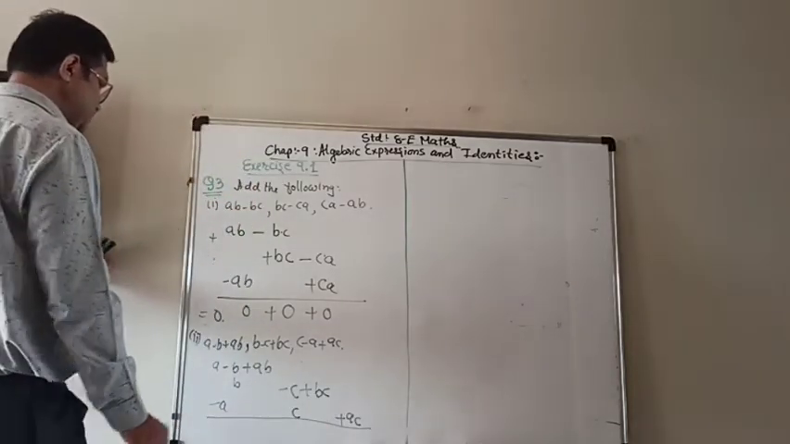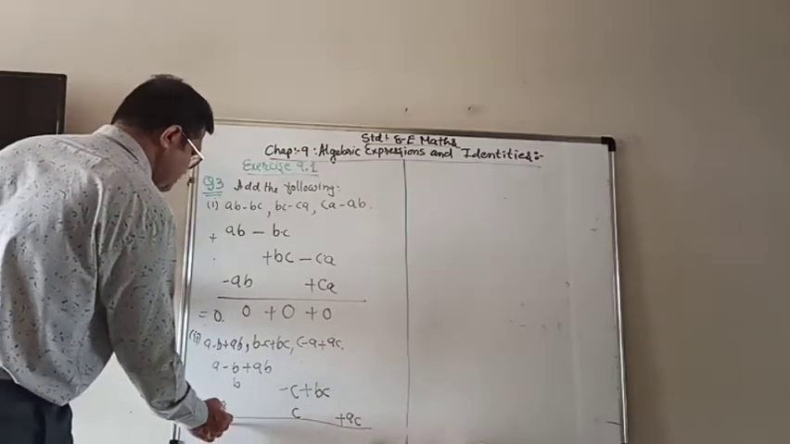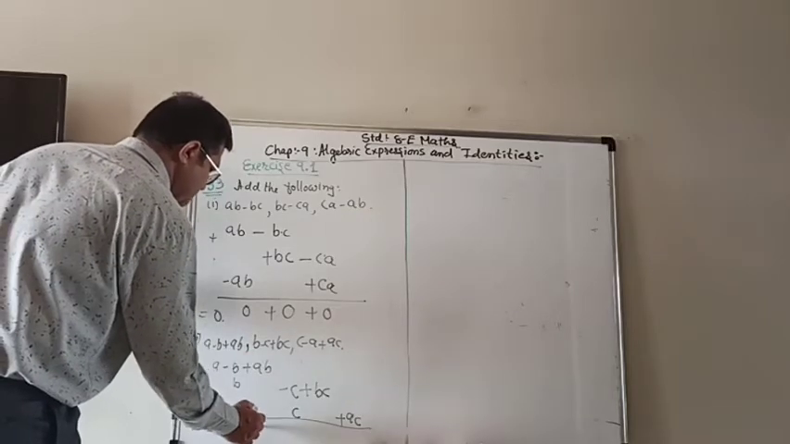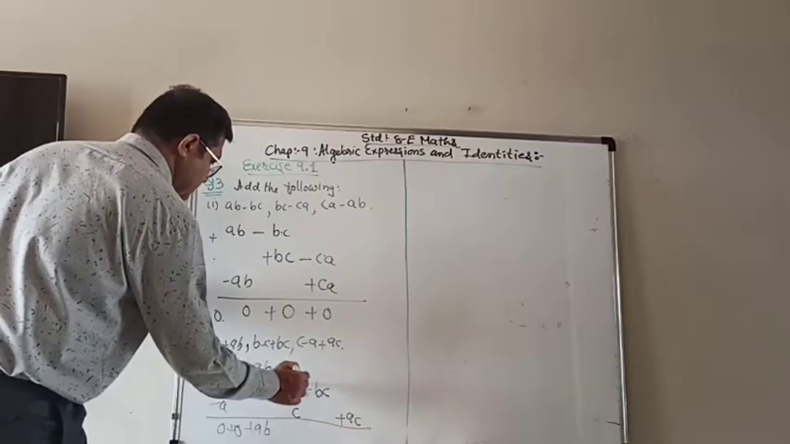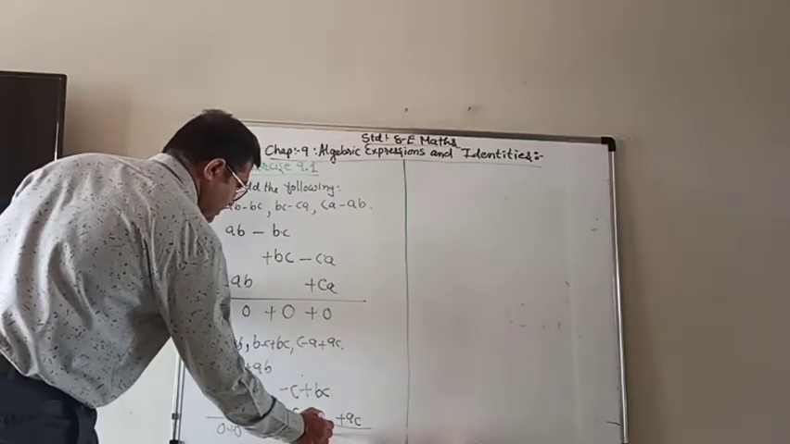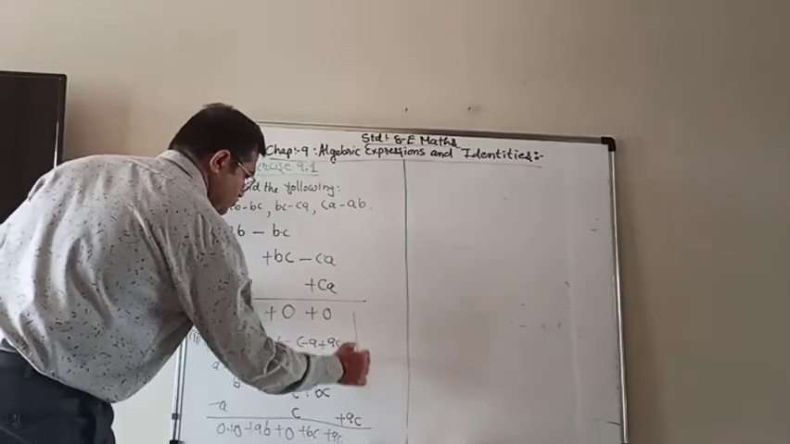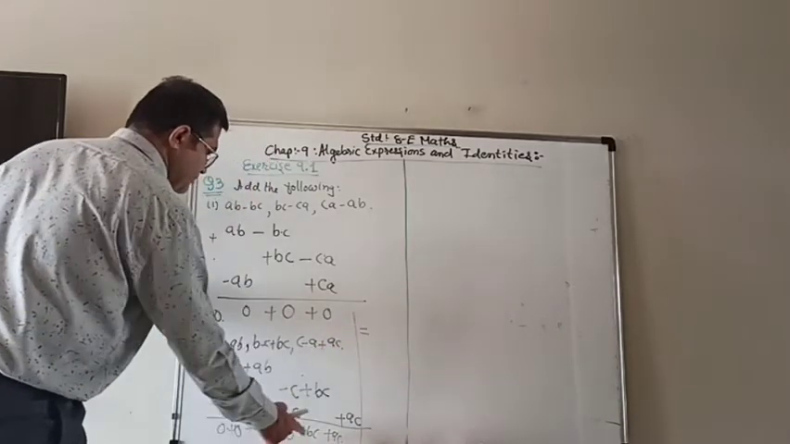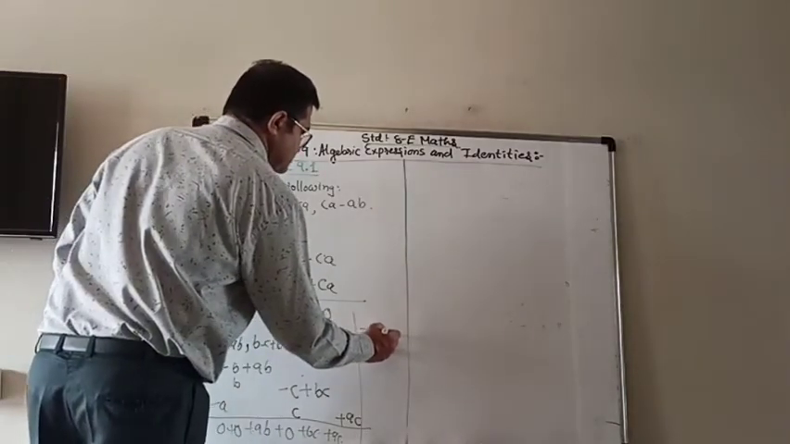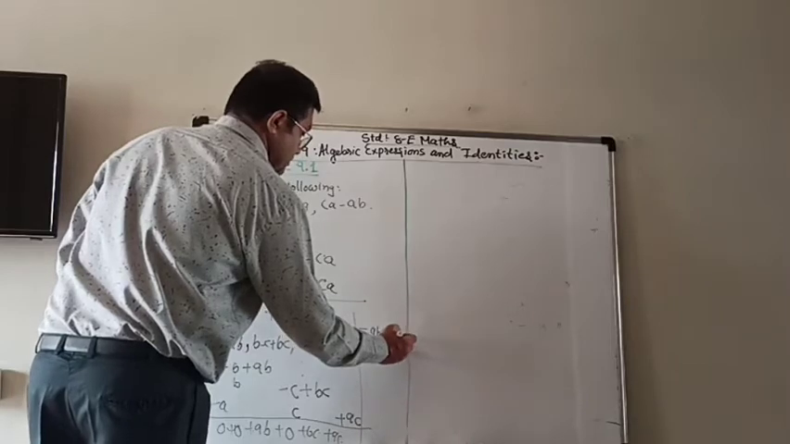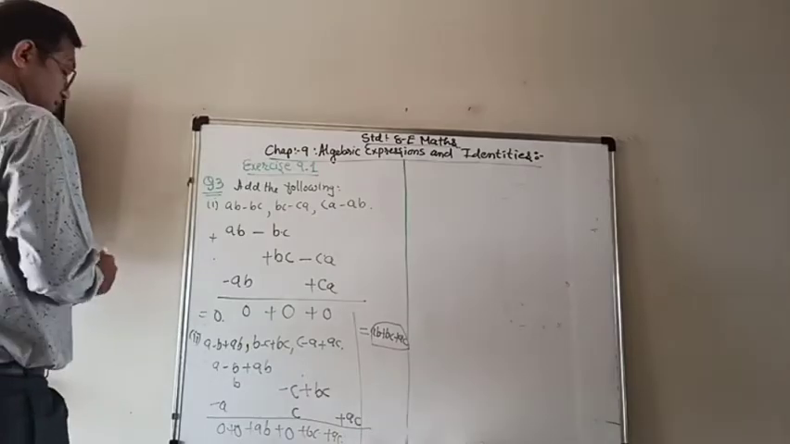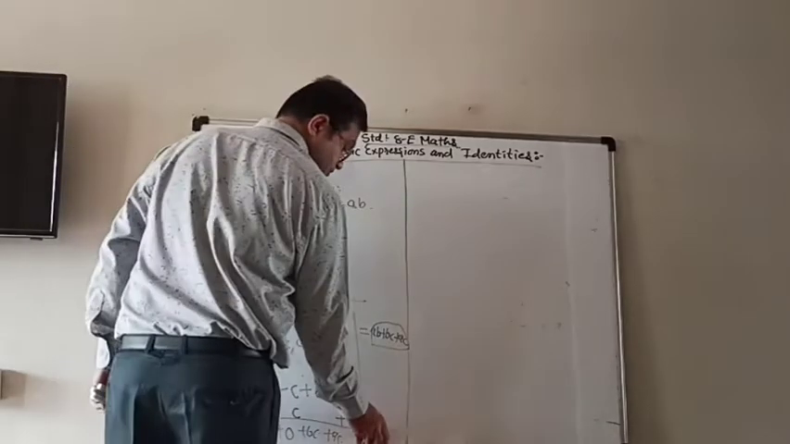Now here you can see that A and minus A will be 0. B and minus B is also 0. AB will be there. C and minus C is also 0. BC is there and AC is there. So your answer is AB plus BC plus AC. So here I am writing AB plus BC plus AC. Let's take the next question.